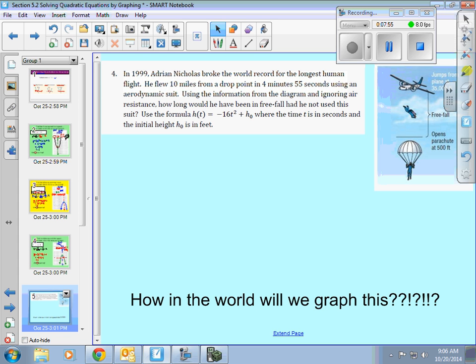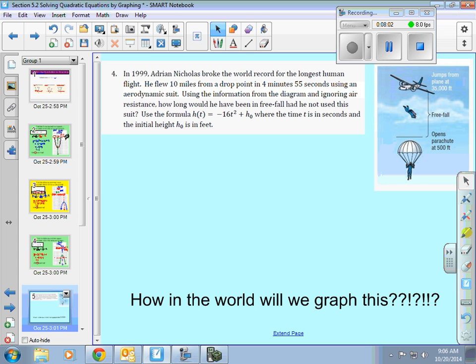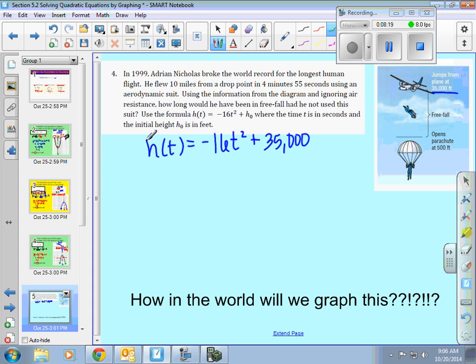Well, h sub 0 is the initial height in feet. Our initial height that he's starting from, if we look at our diagram, so we have -16t squared plus our initial height that he starts from is 35,000. So plus 35,000. And we are looking at when he free falls, only when he free falls. So if I look at the diagram, he's free falling from 35,000 feet until he gets to 500 feet. Then he opens his parachute. So if I take 35,000 minus 500, he's really free falling for 34,500. Just something to take note of. So my h of t, well, we want to use this equation until he reaches a height of 500 feet.